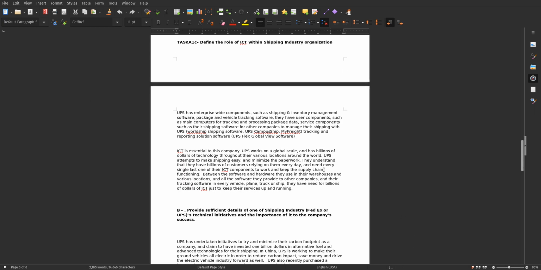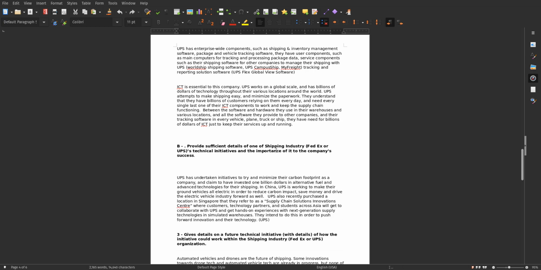Next is defining the role of ACT or ICT within the shipping industry organization. UPS has enterprise-wide components such as shipping and inventory management software, package and vehicle tracking software. They have user components such as main computers for tracking and processing package data, service components such as their shipping software for other companies to manage their shipping with, UPS WorldShip shipping software, UPS CampusShip, My Freight Tracking, and reporting solution software, such as UPS Flex Global View software.